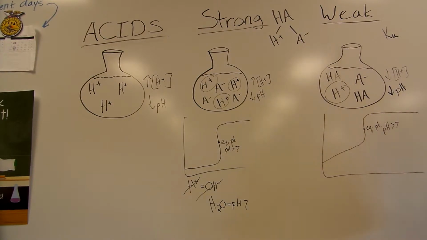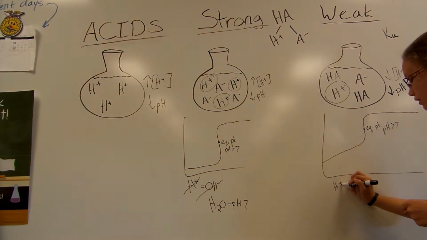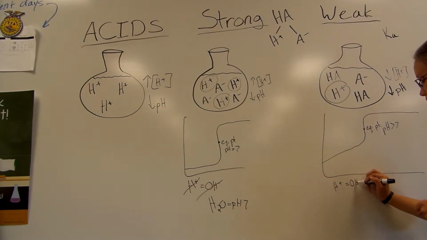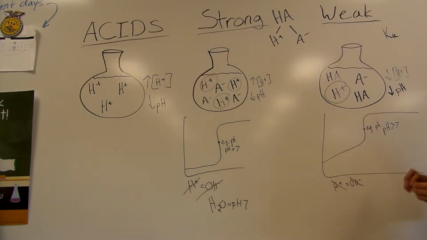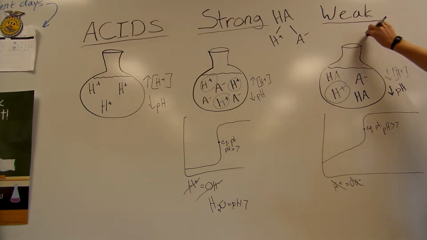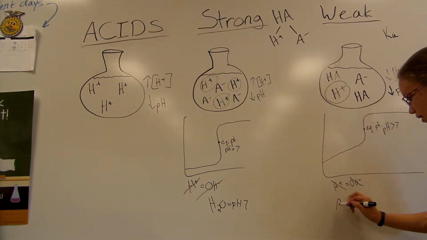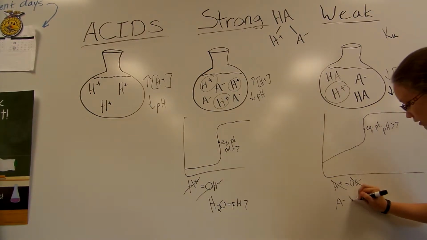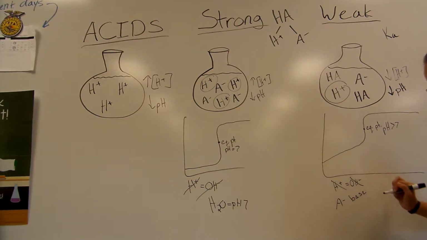Let's look at why that is. At our equivalence point, the same as with the strong acid, we have H plus is equal to OH minus, so they cancel. But the A minus in a weak acid has some basic properties. So we're left with A minus, which is a base, and bases have a pH that's greater than 7.